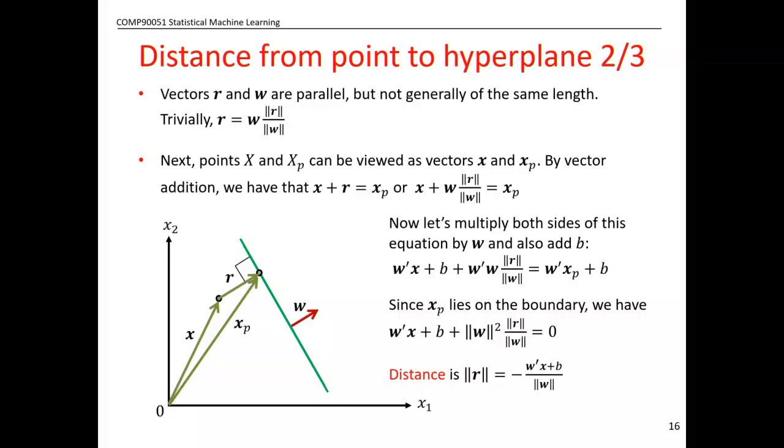So now I have a measure of distance of a point to the boundary, and it's just in terms of the point, because of course it has to depend on that, and it just depends on the parameters of the boundary. Okay, so that's the distance.